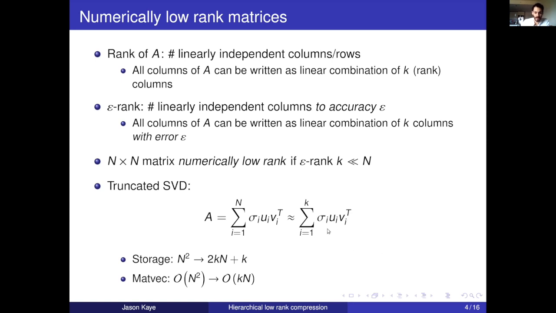And the other thing is we can do a fast matrix vector product. So we just apply v_i transpose to a vector, that's a dot product, and then multiply the result by sigma_i u_i and sum. So that reduces our work to Kn rather than n squared, okay? So I'm not going to go into the cost of construction of the singular value decomposition.